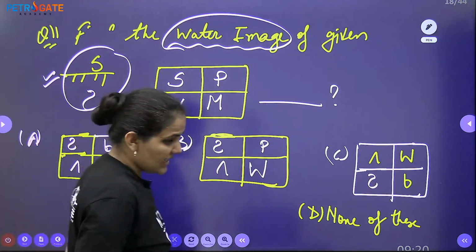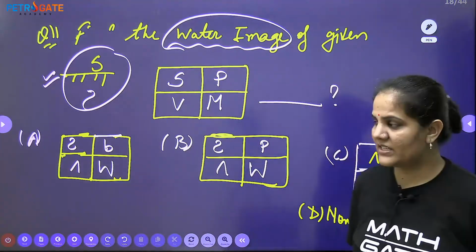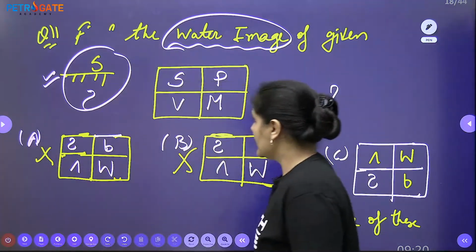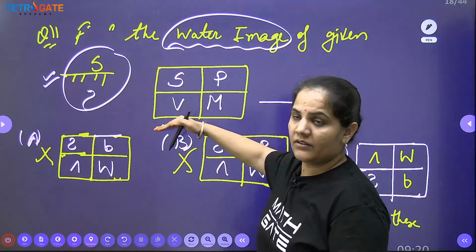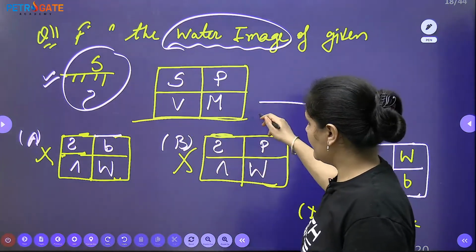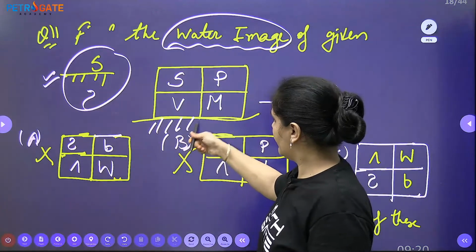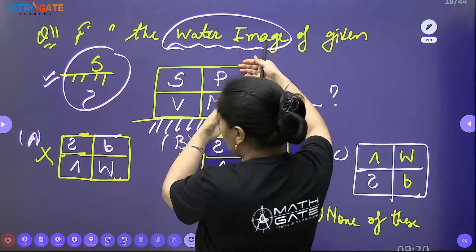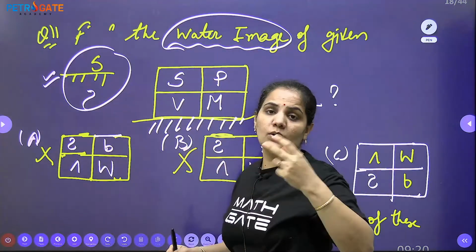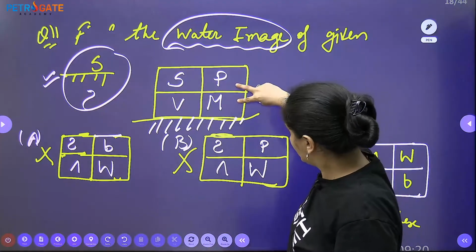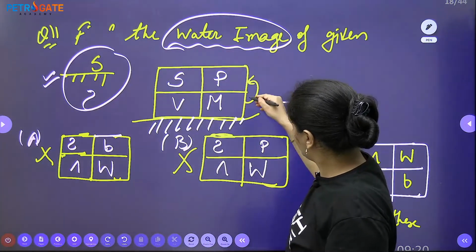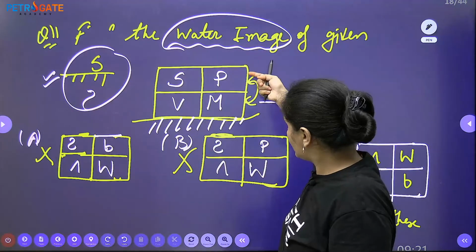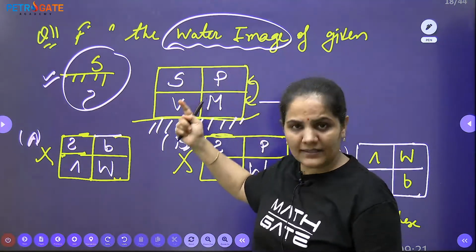Here we can easily say, without using a pen, that option number A and option number B cannot be right. Why? Because we need to put the mirror here. When we need to find the water image, we put the mirror here. So when I put the mirror here, the whole figure will be rotated. When I go for the rotation of this particular grid, this particular square, the upper portion will be at the lower side and the lower portion will be at the upper side only.